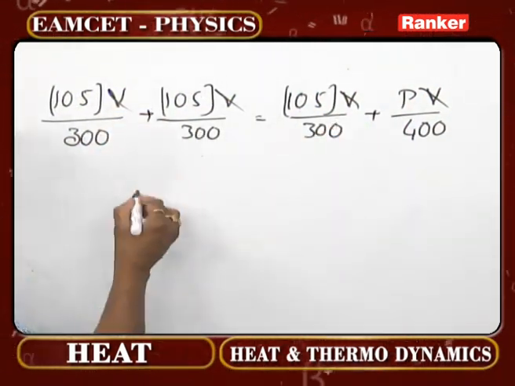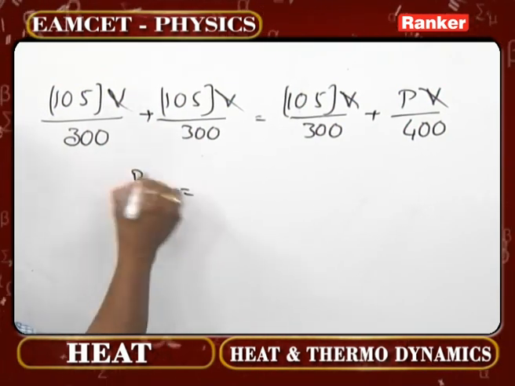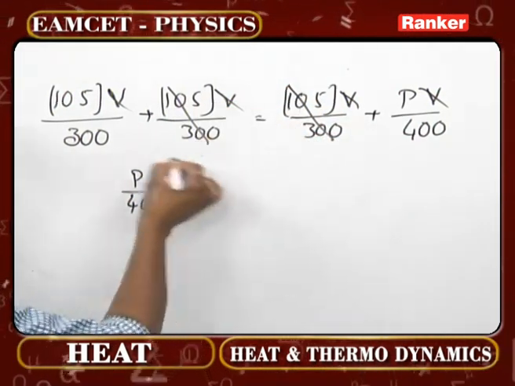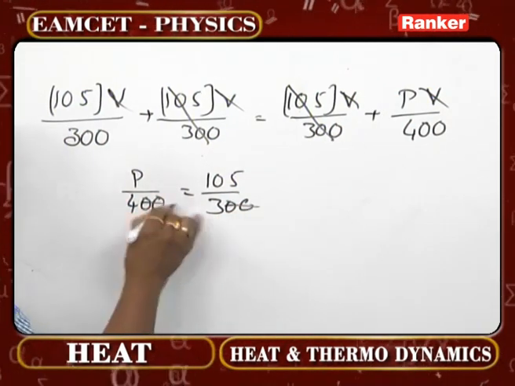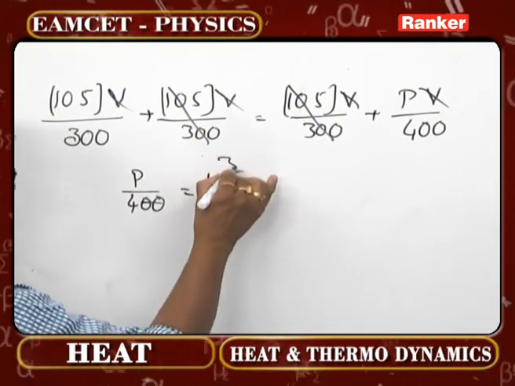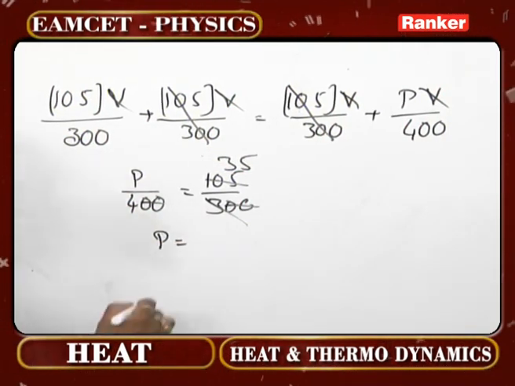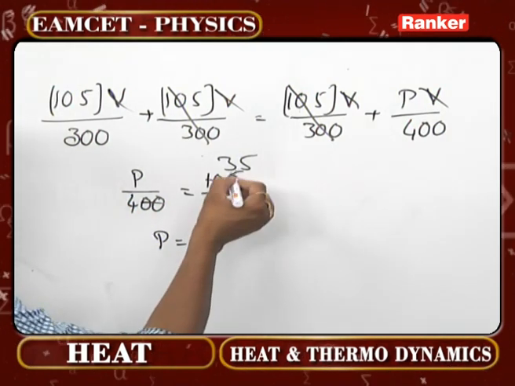V throughout I can cancel. Now what equation shall we write? P by 400 must be equal to 105 by 300. This and this get cancelled. Cut these things please. This one of course goes 35 times. What will now be the value of P? Exactly, you will be getting 105 times 4 by 3.